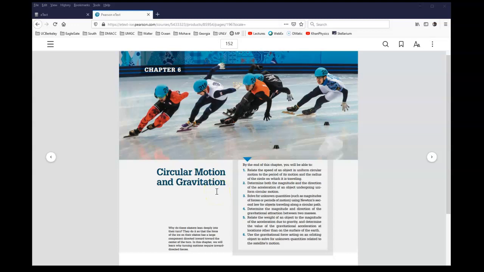When we talk about gravitation, basically you are thinking about things that are orbiting each other, such as the Earth around the Sun, or a satellite going around the Moon or the Earth, or something like that. So all of that, of course, is within the study of circular motion. Okay.